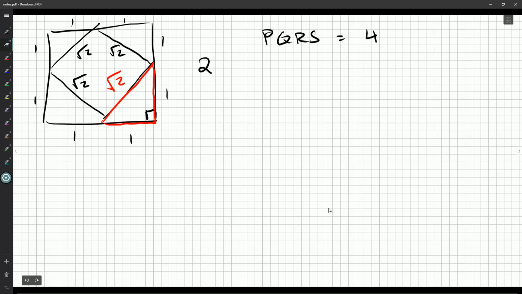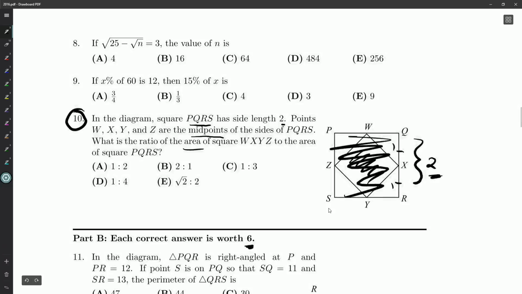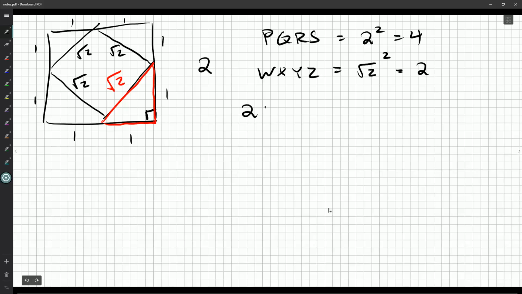In fact, we'll write it out. We got the time. So 2 squared, which is 4, and WXYZ, you take the side length, which we now know is square root of 2, and again, you square it to find the area, so you get an area of 2. So what order did they want these things in? WXYZ to PQRS, so small to big. So we're looking for a ratio of 2 to 4.